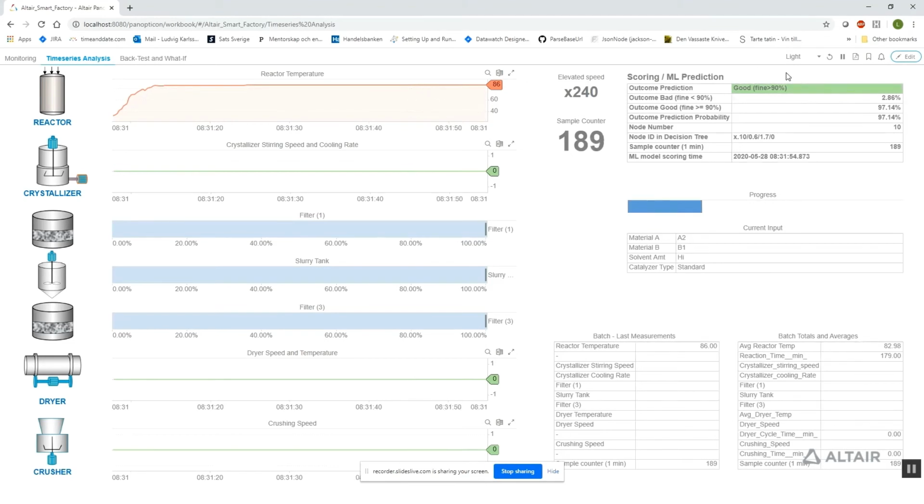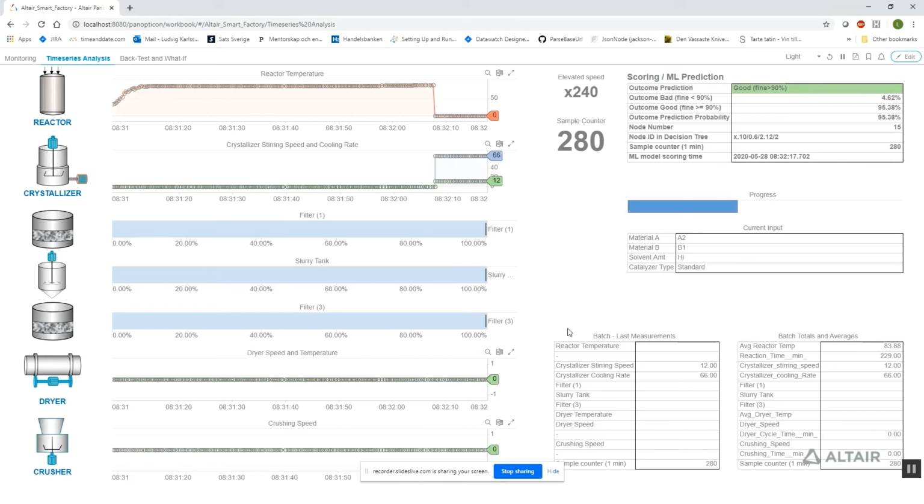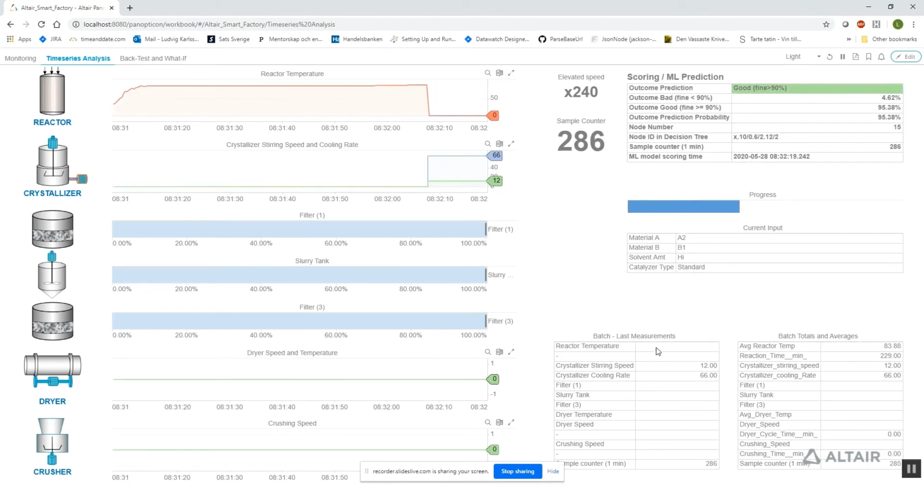We're getting continuous feedback from our outcome prediction scoring model, which is applied to all of the process sensor data collected so far. This quickly gives us a prediction of the outcome as being good when the percentage of fine grain is greater than 90%, or bad if the percentage is less than 90%. Running at 240 times the original rate, we're actually scoring this data 4 times per second, which can be observed in this value. The tables on the lower right show information about the latest measurements as collected by the sensors, and also about totals and averages collected so far in the process.